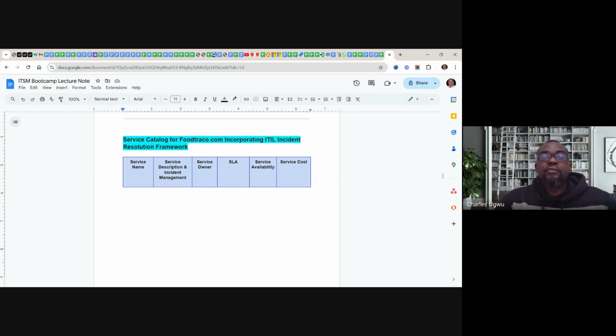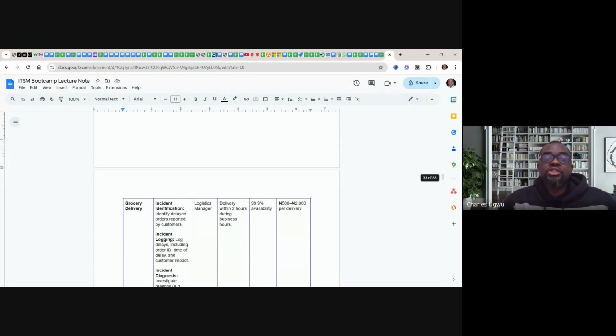So, for instance, this grocery delivery is a service. We provide it via, you see, the logistics manager. It means it will have a logistics department. We can equally have different departments: finance, sales. So how you provide the service will determine what comes into your catalog.